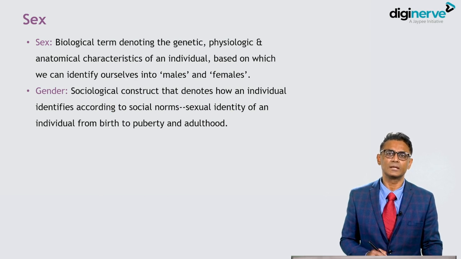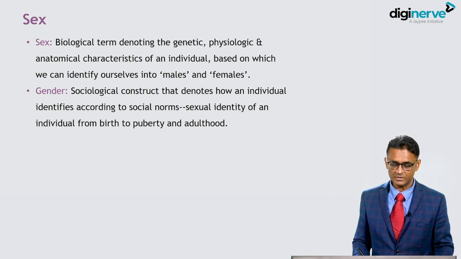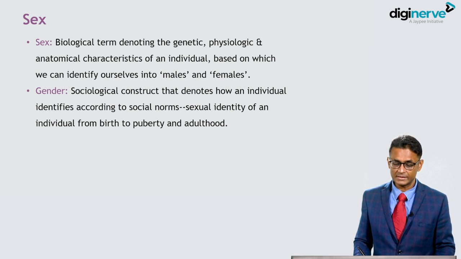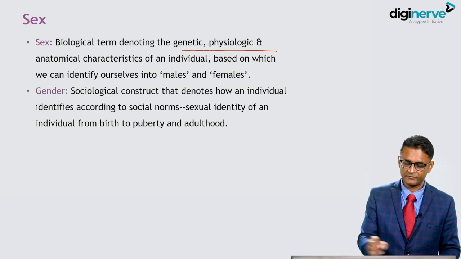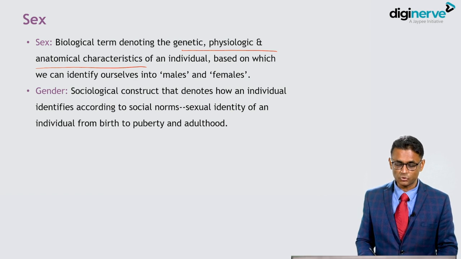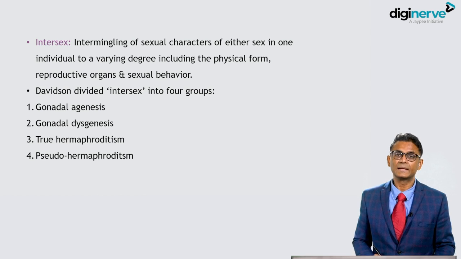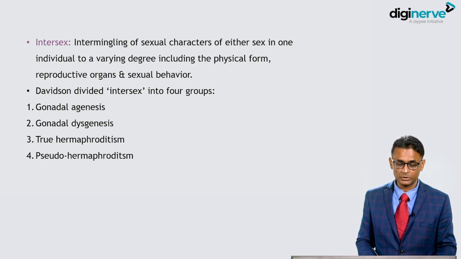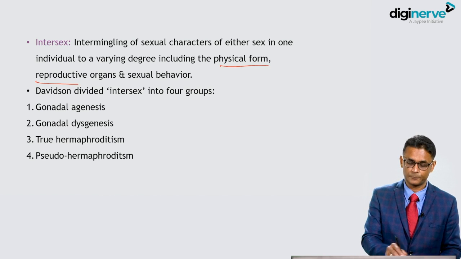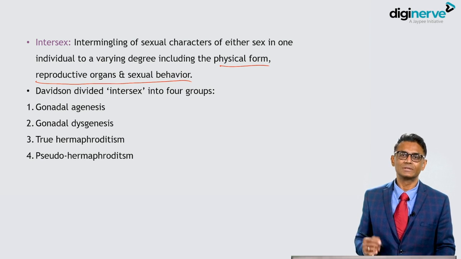Right? Now we come to determination of sex of the person. There are some terminologies you should be aware of. Sex is the biological term denoting the genetic, physiologic or anatomical characteristics of an individual based on which we identify ourselves as males or females. So that is the sex, whether male or female. Gender is the sociologic construct that denotes how an individual identifies according to the social norm. Intersex is the sexual identity of an individual from birth to puberty and then to adulthood. It is the intermingling of sexual characters of either sex in one individual to a varying degree, including the physical form, reproductive organs and sexual behavior. So in one person there will be intermingling of the behavior of both the sexes.